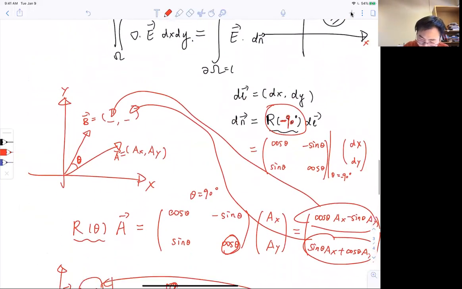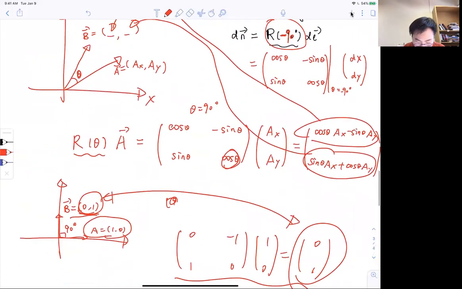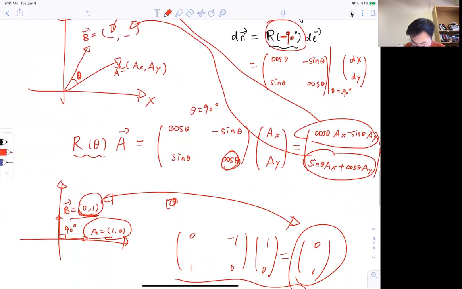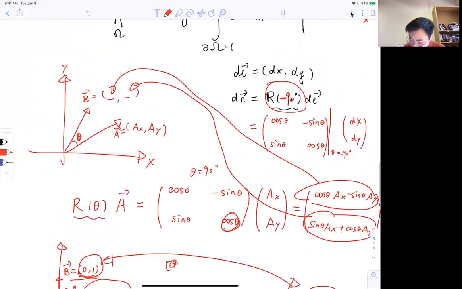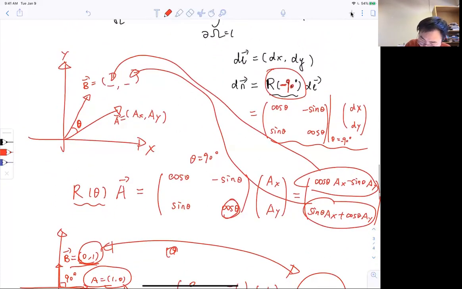This is something I think is very useful. But okay, by the way, any question about this part? Yeah, let's get back to our discussion here. Okay, so let me erase this part.